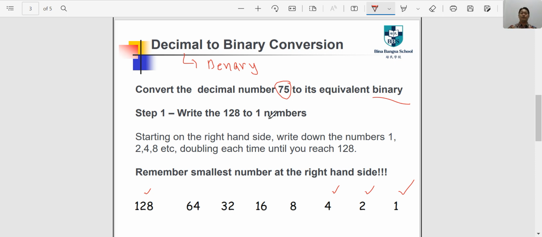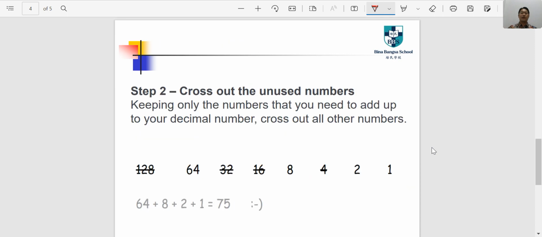Okay, step number 2 now is cross out the unused numbers, keeping only the numbers that you need to add up to your decimal number. Cross out all other numbers. What does it mean? We have here the value 75, and I'm writing it now. How can you get the value 75 from the numbers 1, 2, 4, 8, 16, 32, 64, and 128?